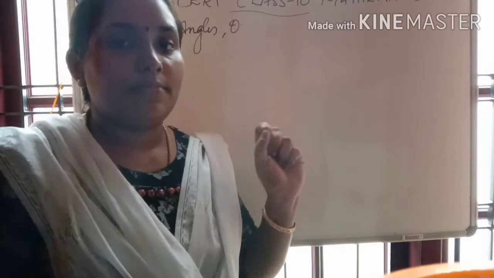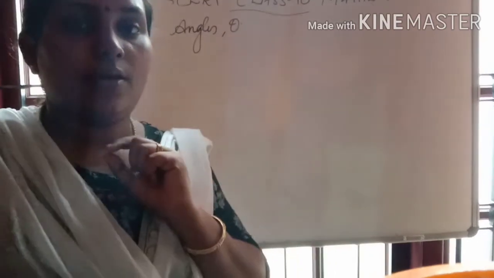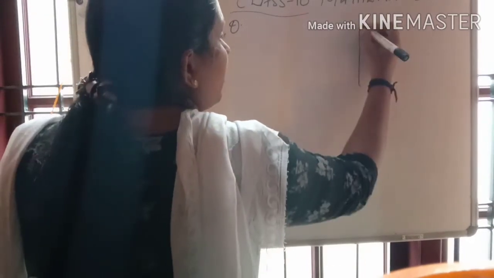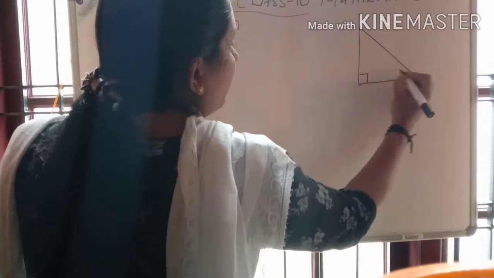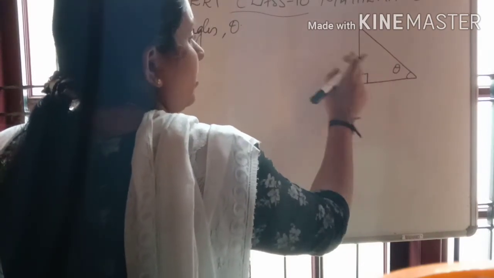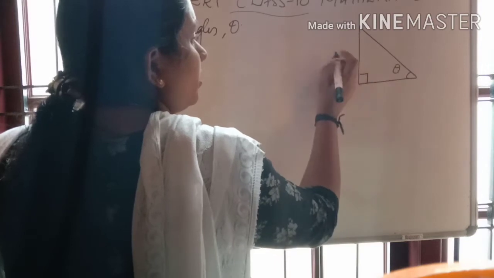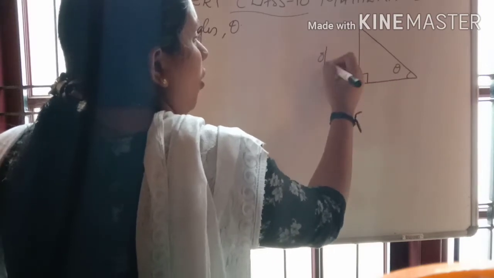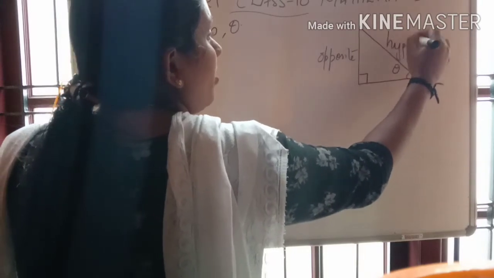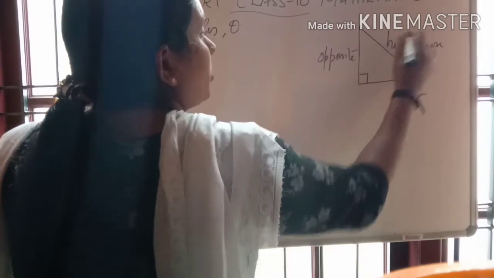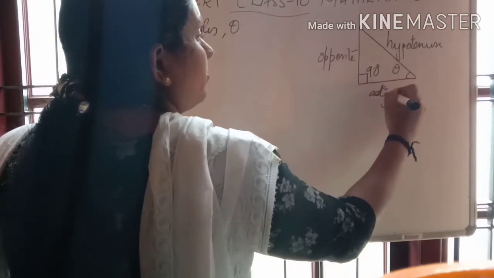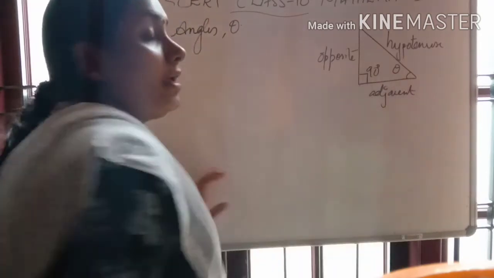Okay, here is a right angled triangle with the 90 degree angle. This is the angle theta. This is the opposite side of the angle theta. This is the hypotenuse, because this side is opposite to the 90 degree angle. This is the adjacent side. Clear?